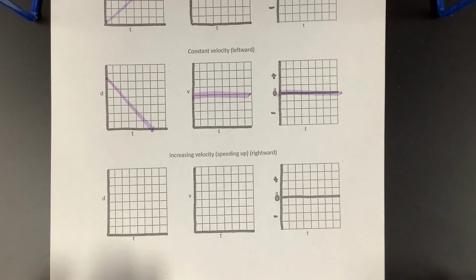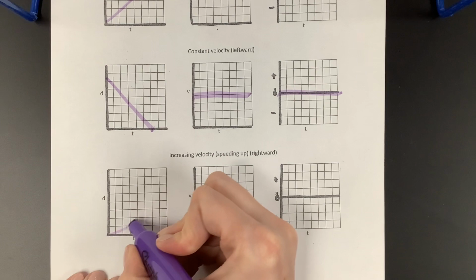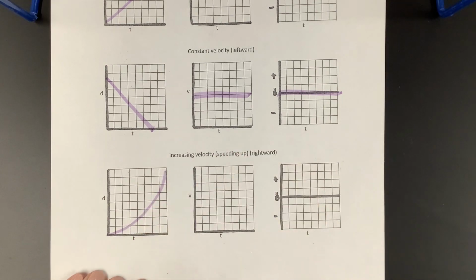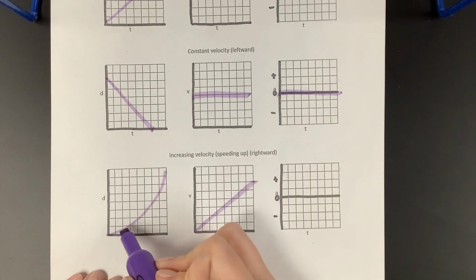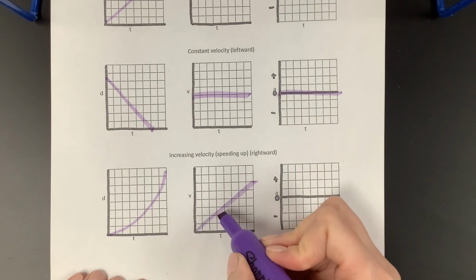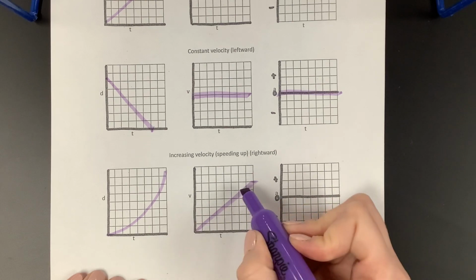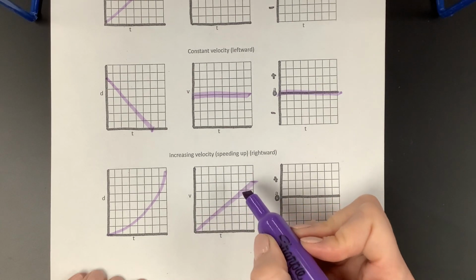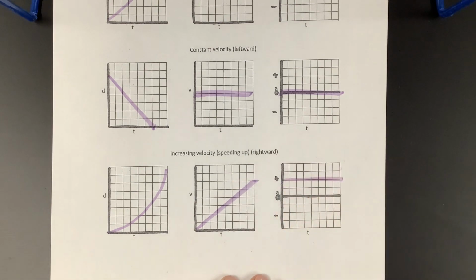If we have increasing velocity, we're speeding up, we're getting faster. That means the slope on our distance versus time graph is increasing, it's curving upward. Our velocity is increasing, because as the slope increases, the velocity increases. And the slope on the velocity versus time graph gives us acceleration. The slope is constant and positive, meaning that the acceleration is constant and positive.